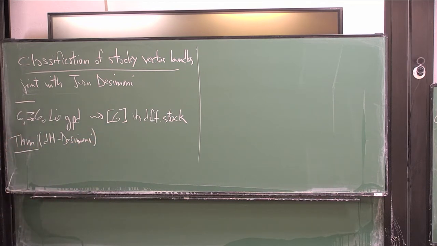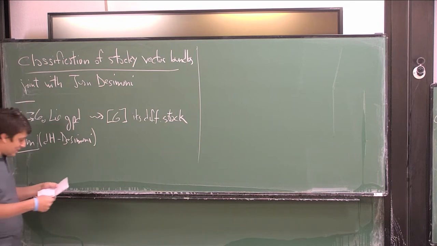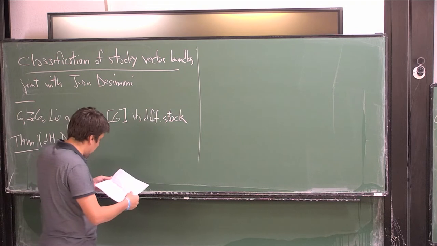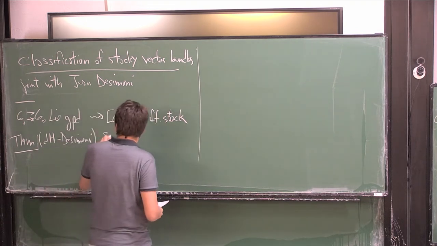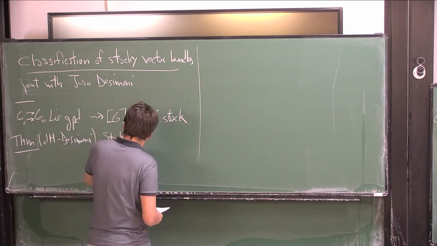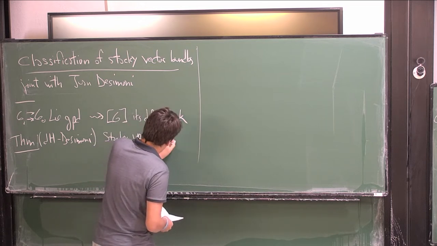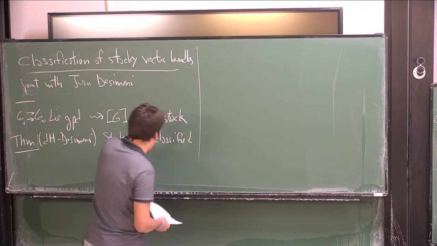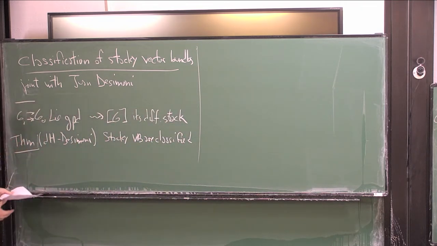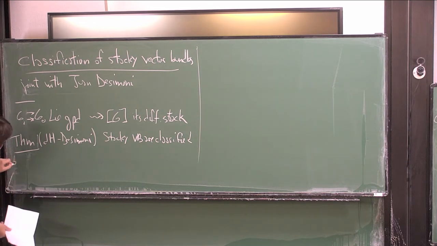Basically, what we do is to classify stacky vector bundles. Just that. So we found the object that classifies these vector bundles. Let me call them the category five Grassmannians, for obvious reasons.